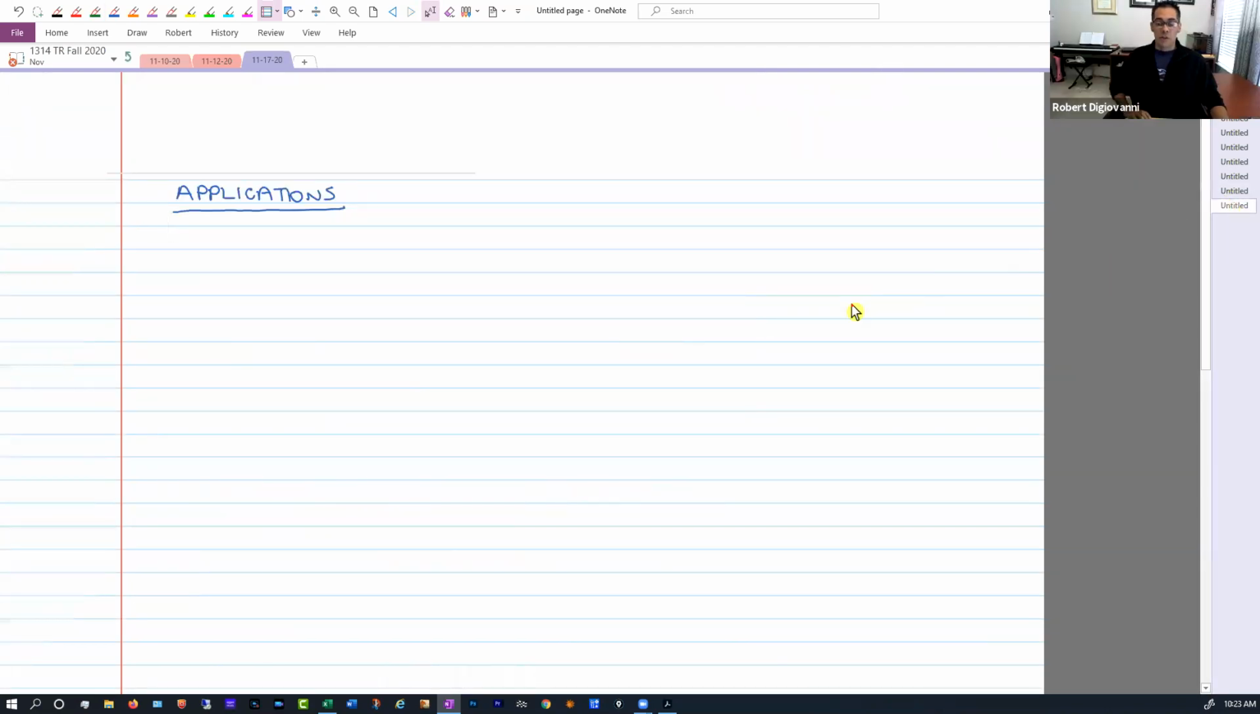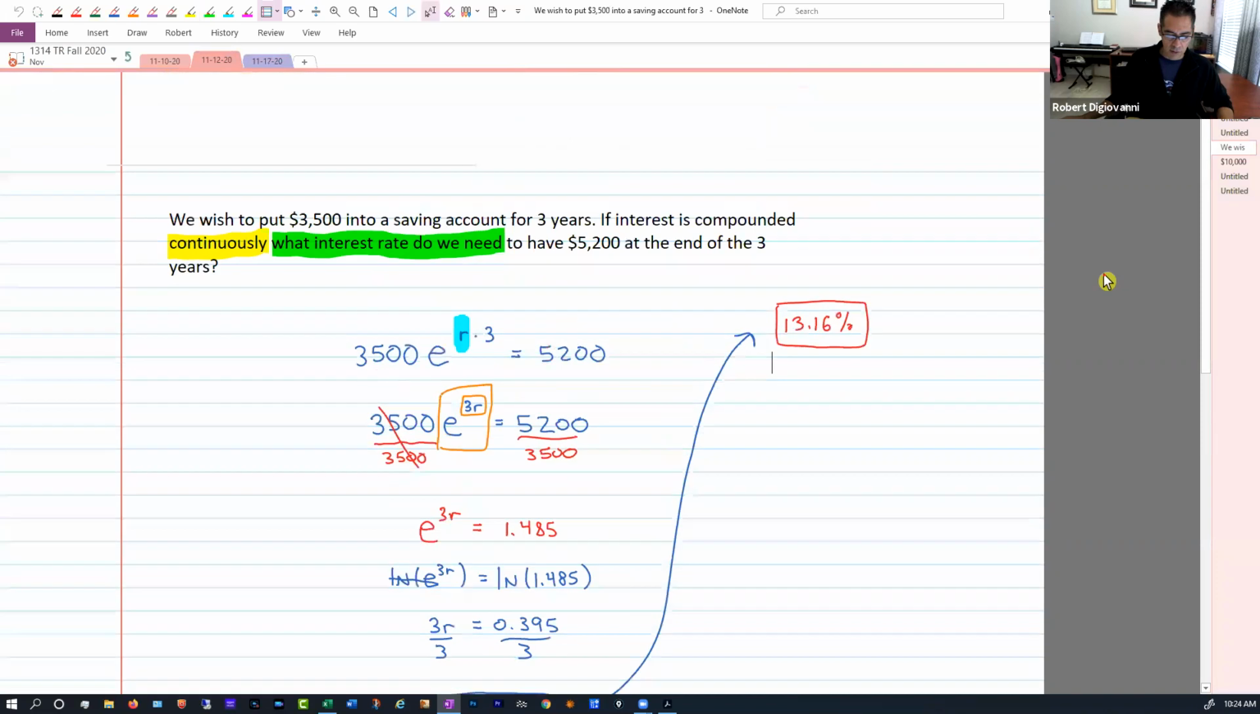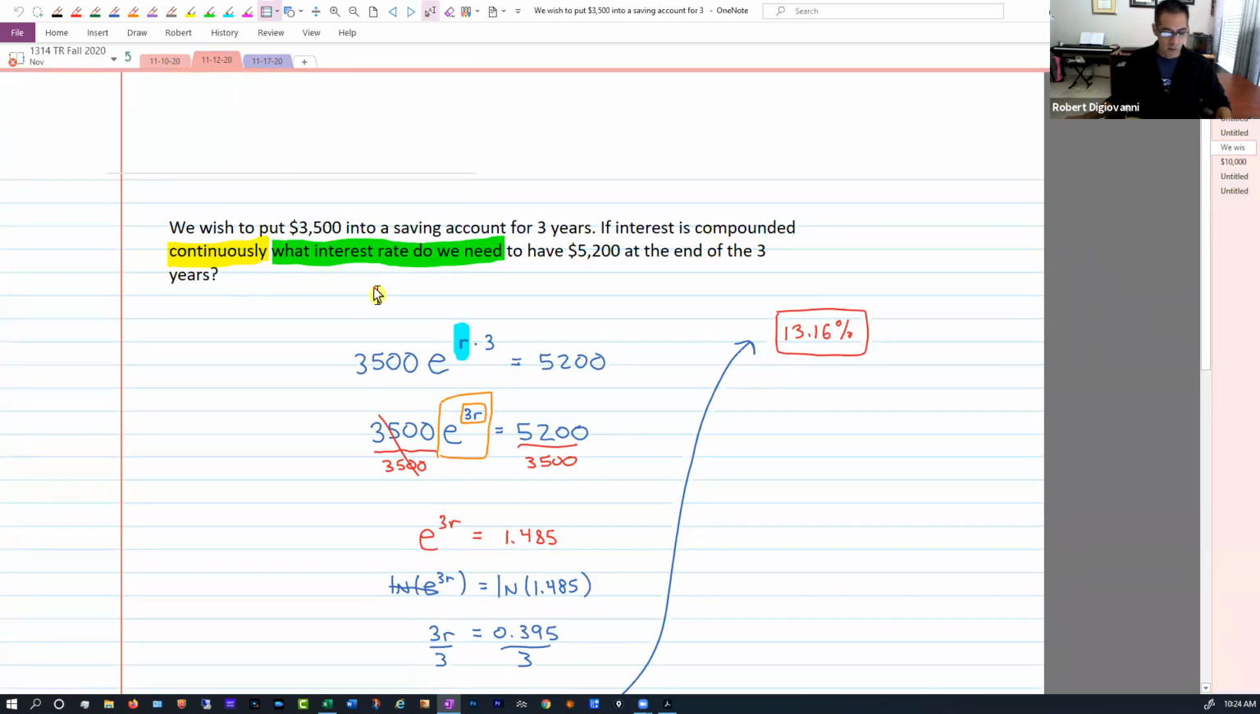Okay, so applications. One thing we've already done: remember the shampoo formula? I'm going to put a check mark next to this because we've already done this. I gave you problems last time where we were trying to figure out either the interest rate or the amount of time that we needed to leave money in a bank. We did several of these examples last class, and here you can see we were solving for the interest rate, for that r.